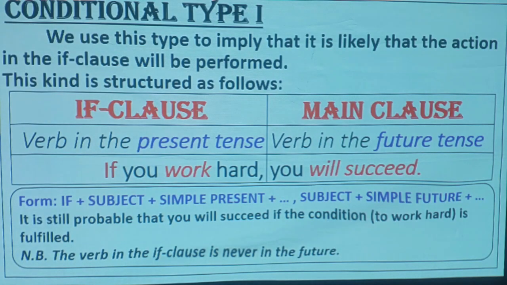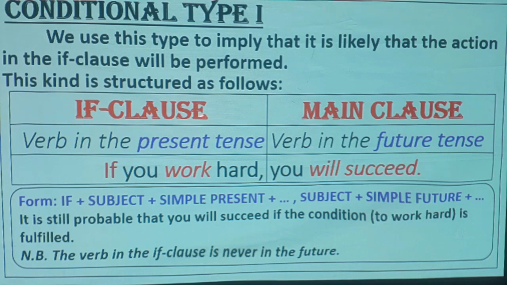Good. So Type 1. Conditional Type 1, we use this type to imply that it is likely that the action in the if clause will be performed. يعني هذا نطبق هذا النوع من conditional اللي الشرط على فعل ما الذي يمكن أن نقوم به that will be performed. Okay, will be performed يعني كاين إمكانية. This kind is structured as follows. يعني هذا النوع من conditional بنيته كالتالي.